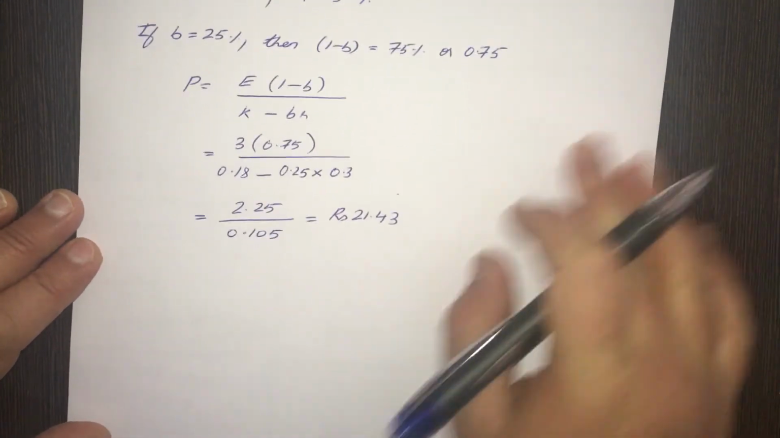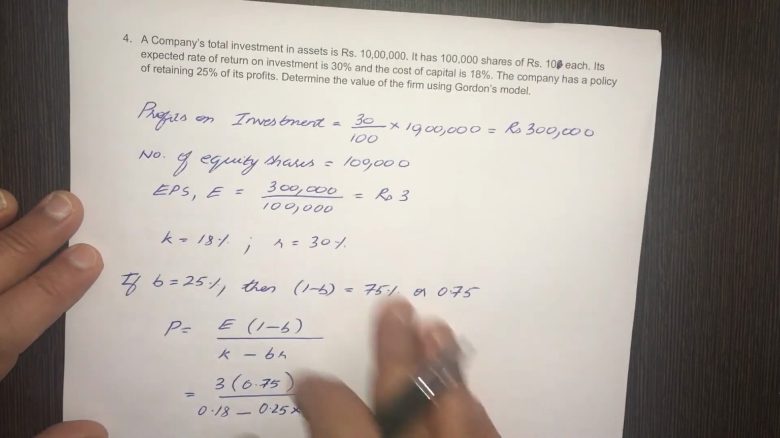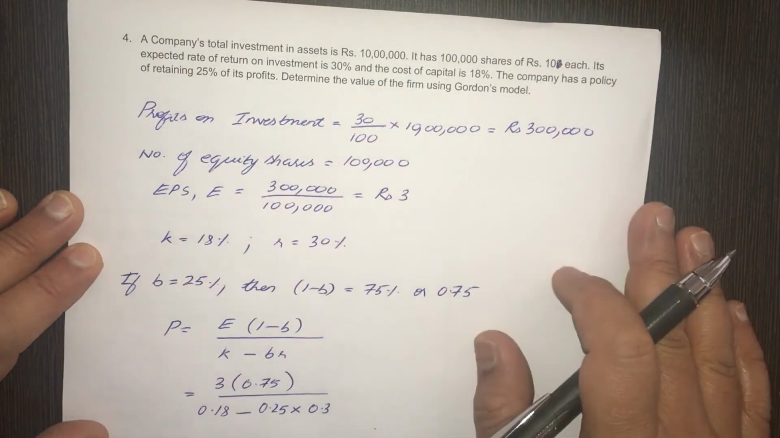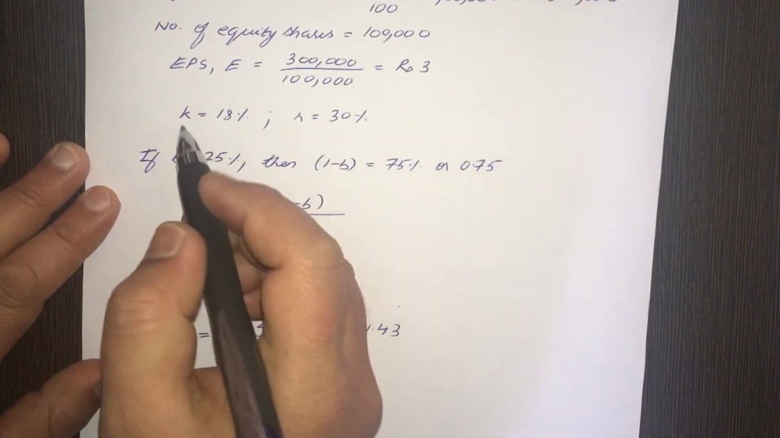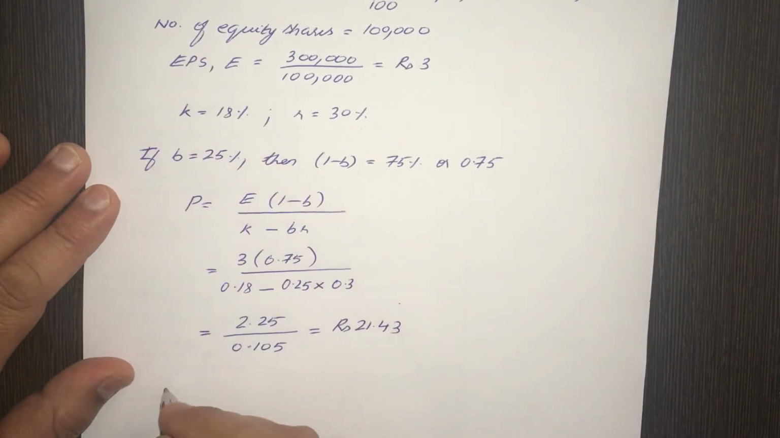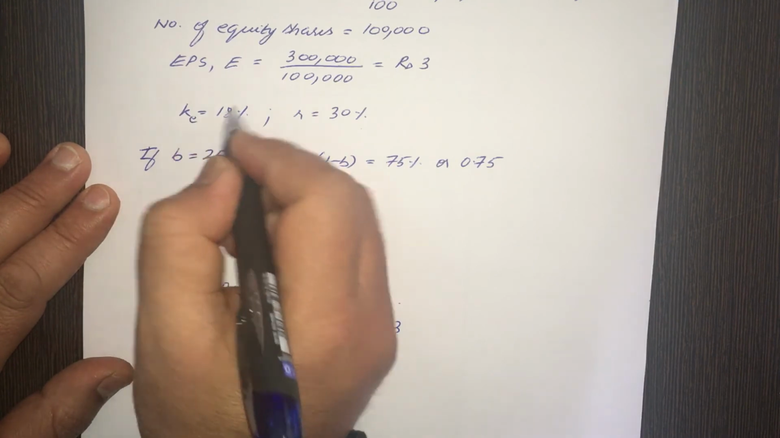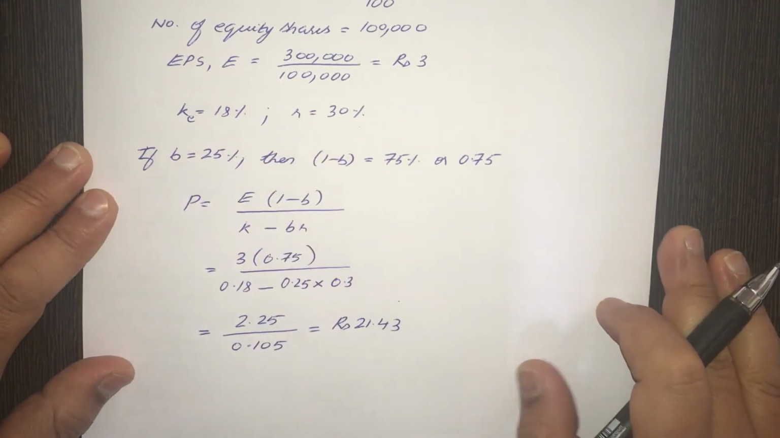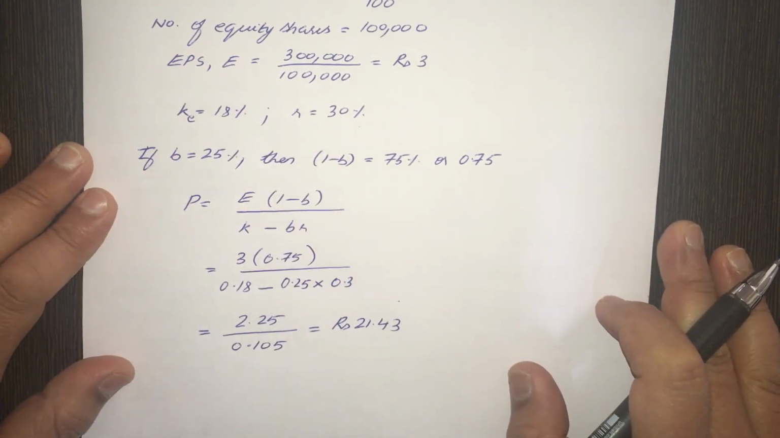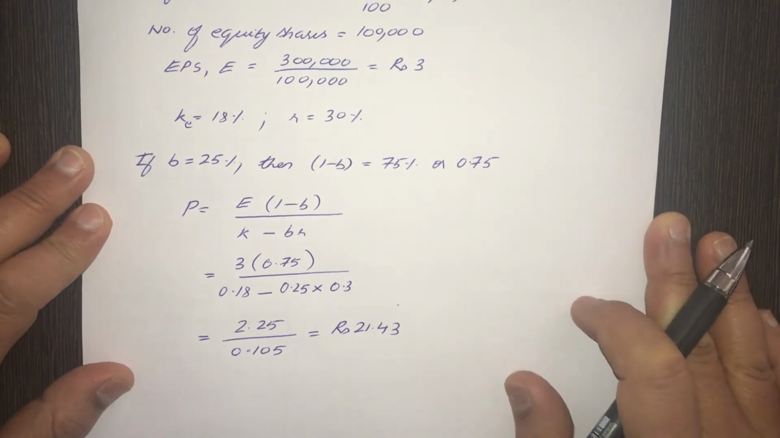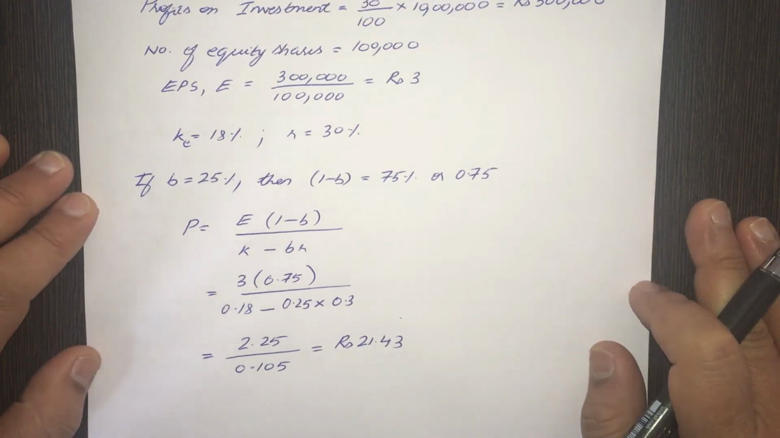The market value of the firm will be, since we do not have any debt, we know what is KE. KE is 18%. There is no debt. So KE, always remember, when there is no debt in the capital structure, KE will be equal to KO, and KO is the overall cost of capital.